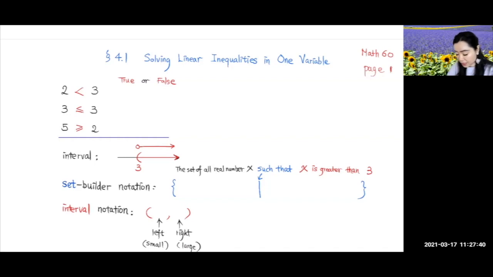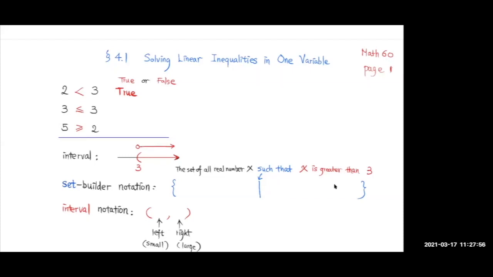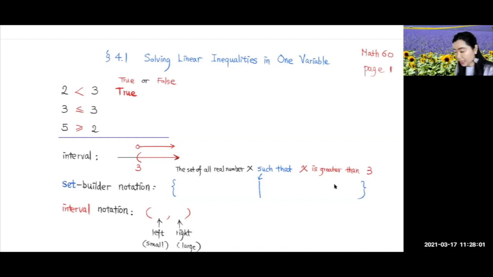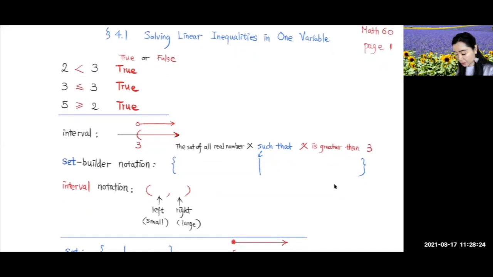Okay. 2 is less than 3, so it is true. What about the second one? 3 is less than or equal to 3. Is that true or not? True, because it says 3 is less than or equal to 3. Because they are equal, it is true. Okay, so this is also true. Now 5 is greater than or equal to 2. That's also true because 5 is greater than 2. So all of these are true.